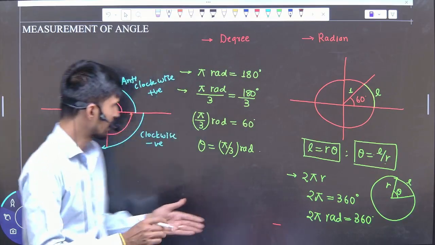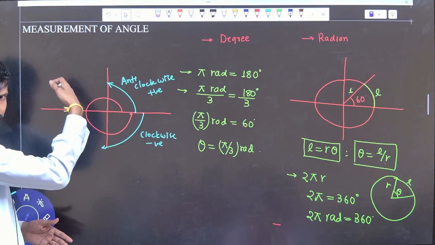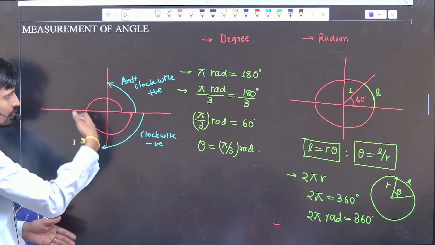Okay. So you can see here positive means anti-clockwise direction. Negative means clockwise direction. Okay. Write it down.